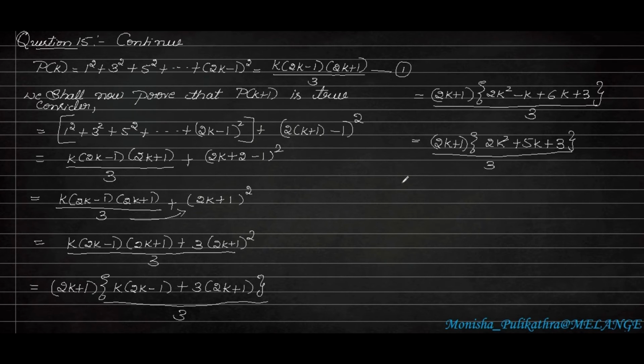Now we can split this equation into a factorization form. 2k plus 1. So here this will become 2k square. Instead of 5k we can split into two terms. One is 2k plus 3k. So 2k plus 3k is 5k. So instead of this 5k we have to take 2k plus 3k plus 3, whole divided by 3.